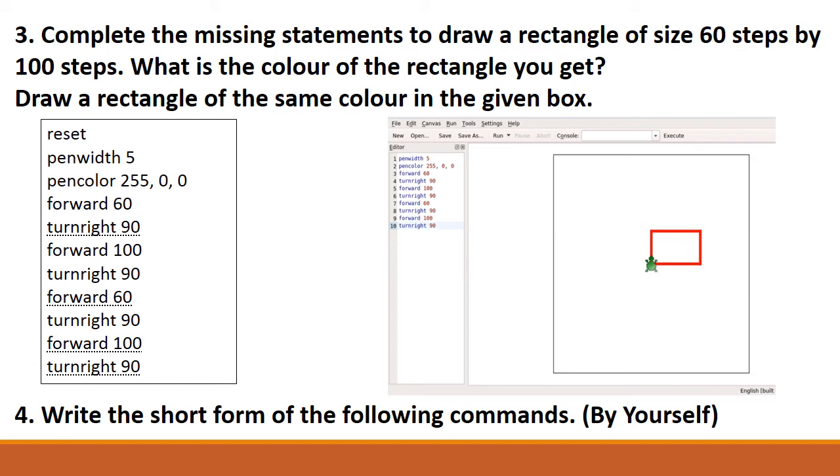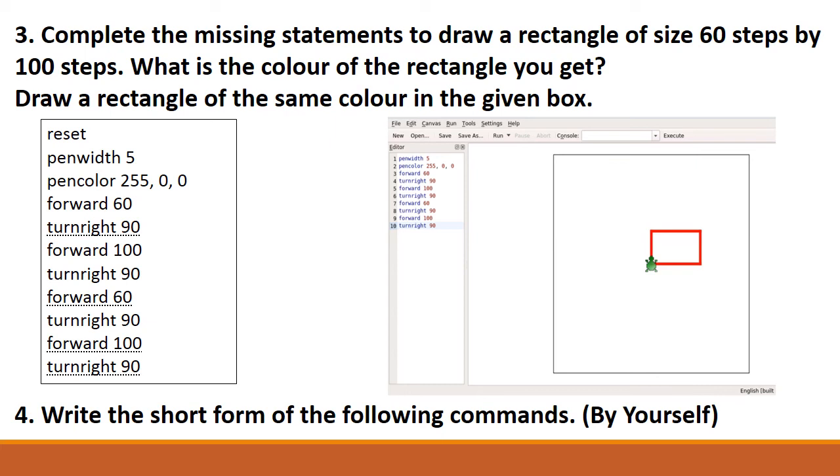So the first line is reset, the second one is pen width 5, pen color 255 0 0. It means pen color 255, where 255 is representing R, and 0 0 is for G and B. So only we are having the value of R. Now our rectangle will be of red color.